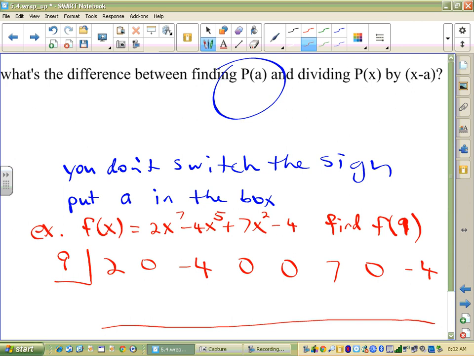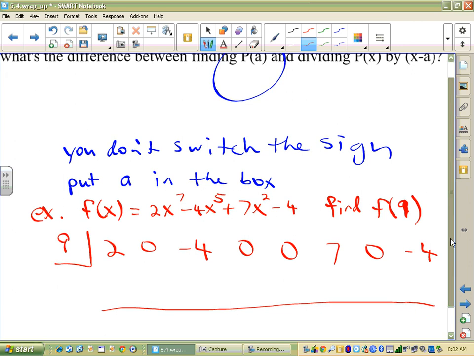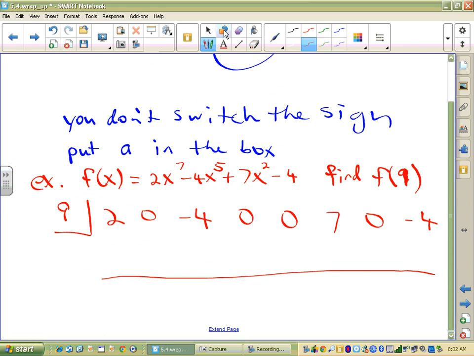Or where is f of 9 going to be, I should say? It's going to be what we normally see as the remainder. So when you do a problem like this, the answer ends up being that very last entry in that spot right there. Should we run through that just to verify that? Here we go.